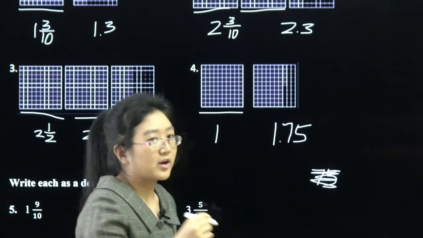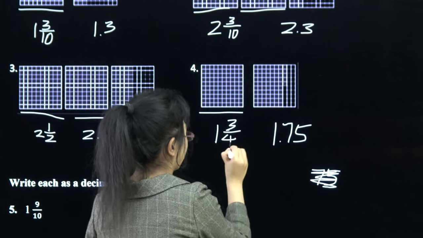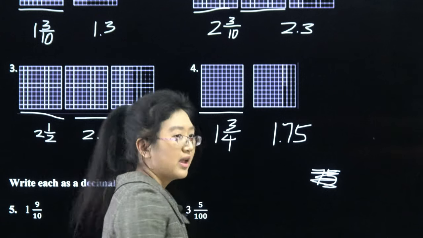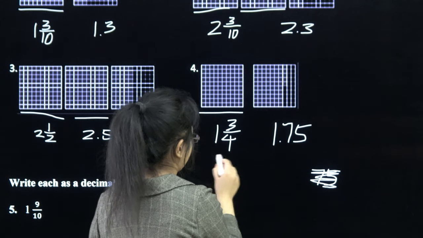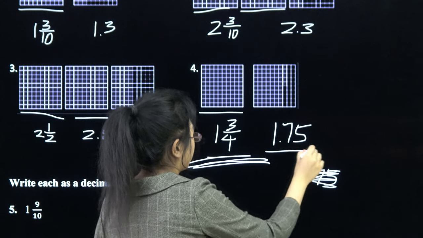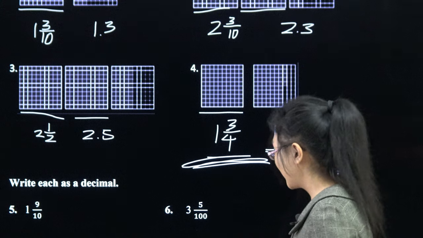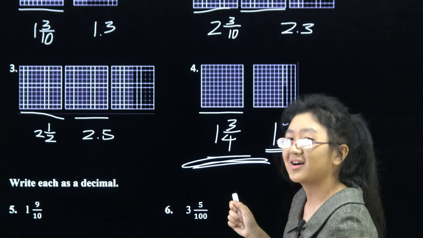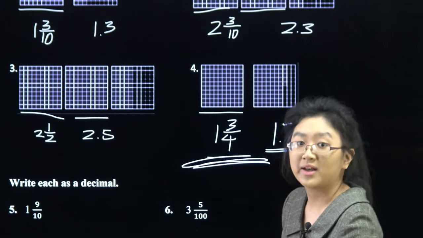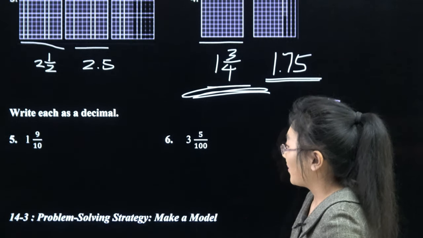But 75 over 100 can be simplified into 3 over 4 for the mixed number. In higher grades, they start disliking mixed numbers a lot, and they start preferring decimals more and more. So yeah, mixed numbers is more of a real life thing, and decimals is more of a, well, it's still real life because money, but decimals is a more mathy thing.